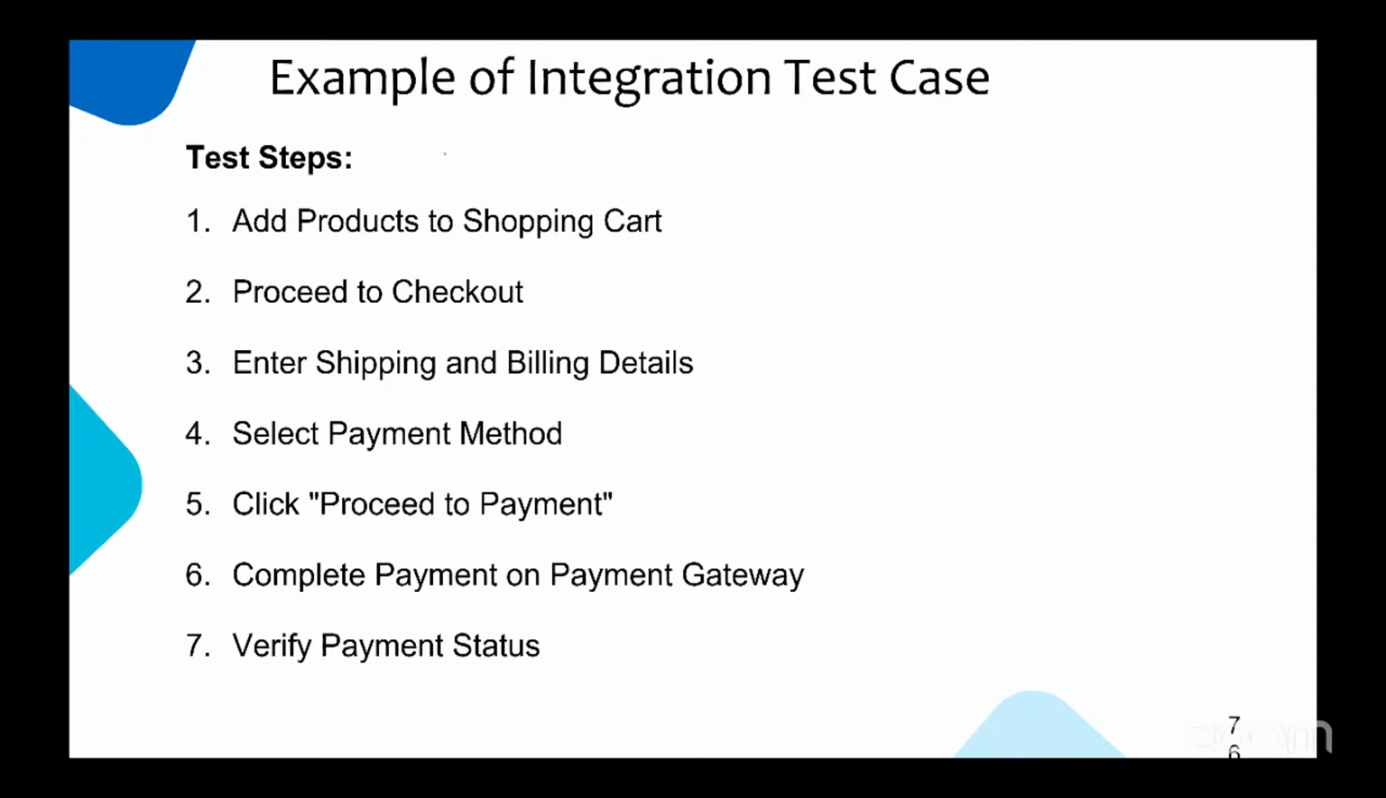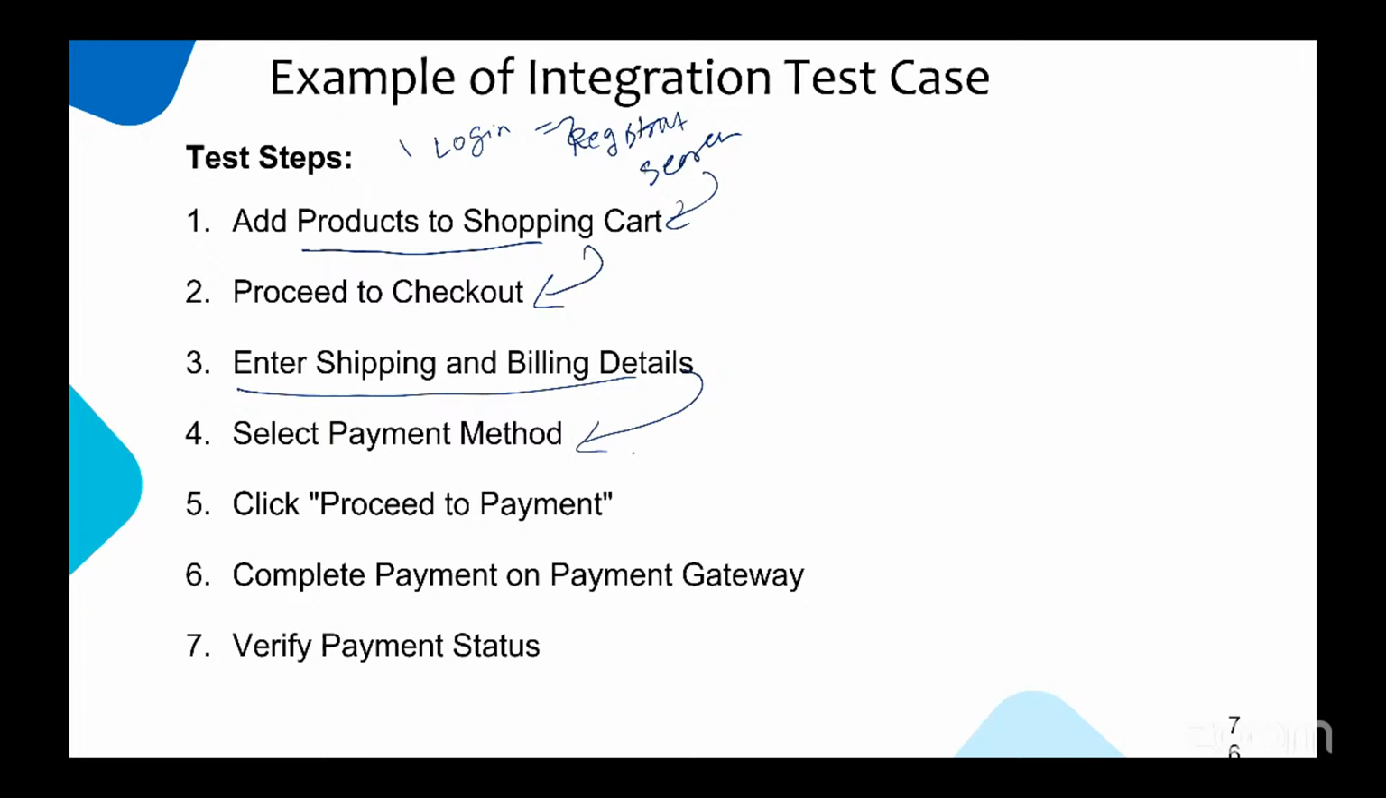So first, we will have a login, or a registration. After that, you will search the product, and then you will decide, okay, this is the product I want. So you add it to the cart and proceed for checkout. After that, we will enter the shipping and billing details. Then we'll go for the payment. Select what type of payment, proceed for payment, complete the payment gateway, and verify the payment status. After that, you will track the status of that order.